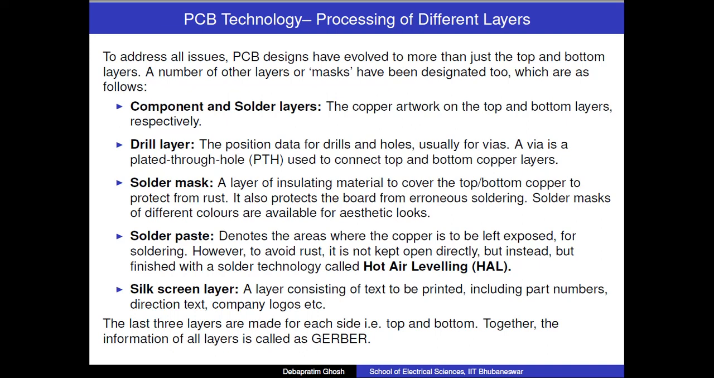Now, apart from the components layer and the solder layer and the drill layer, the solder mask, solder paste and silk screen layers are made for both sides, the top as well as bottom, because nowadays you can have components on both sides. So the information for all these 5-6 layers, what we just discussed, is totally called Gerber. The Gerber data is what you must send to the manufacturer once your PCB design is complete.